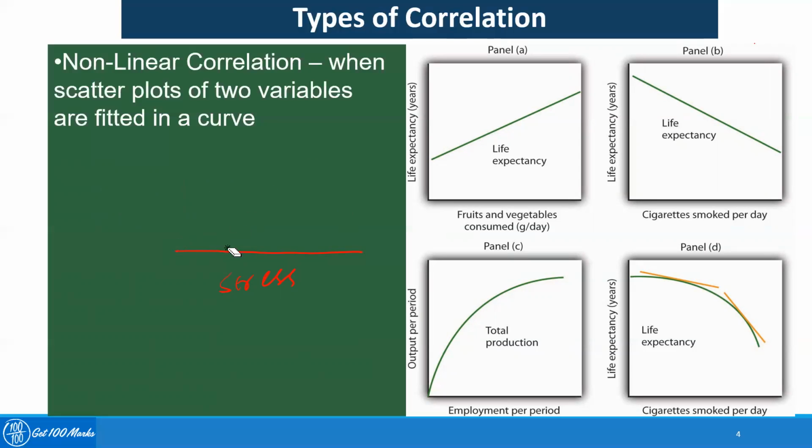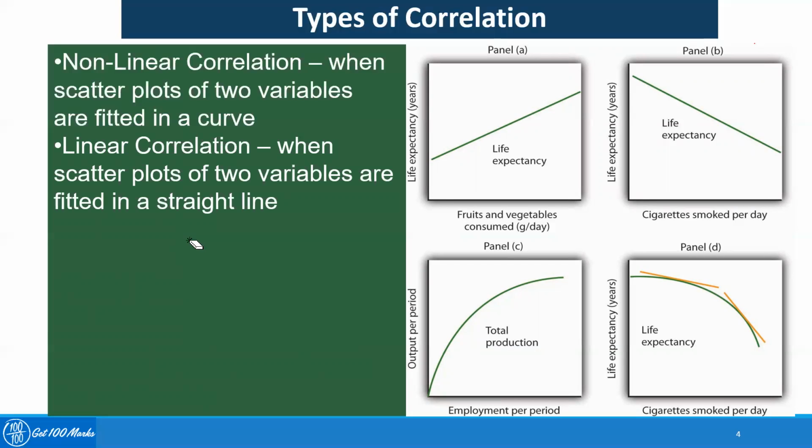But when the ratio of changes of one variable with the changes of the other variable is constant, then it is called a linear correlation, when the scatter plot of the two variables is fitted in a straight line. If you see here, there is a study done on fruit and vegetables consumed per day and life expectancy. All of us know fruits and vegetables have a lot of minerals and vitamins and are very good for our health. So life expectancy has a straight-line kind of relation.